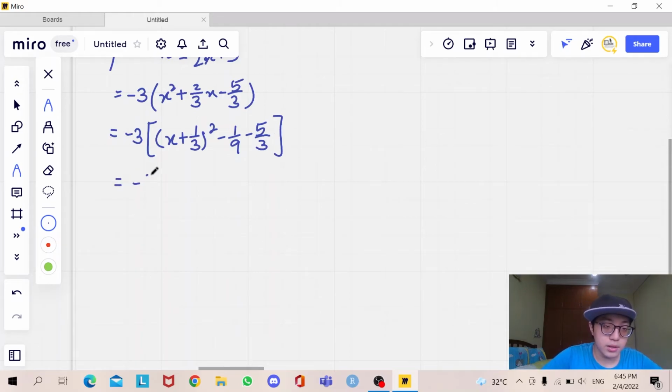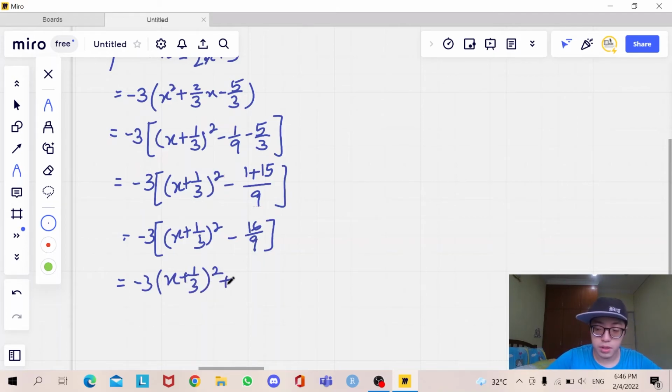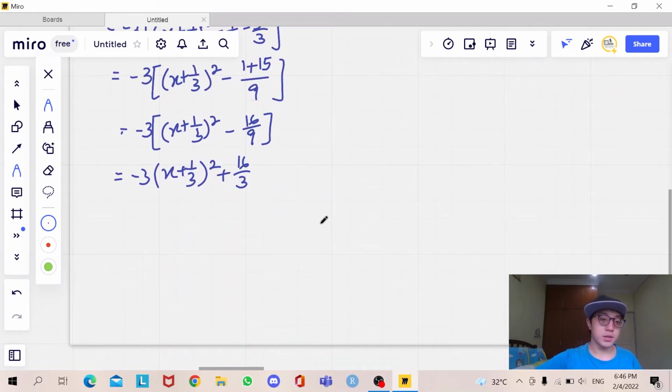So it equals negative 3 times (x plus 1 divided by 3) squared minus 1 over 9, plus 15 over 3. 3 times 3 is 9, so 5 times 3 is 15. From here we get negative 3 times (x plus 1 over 3) squared minus 16 over 9, and if you expand it in, you will get (x plus 1 divided by 3) squared plus 16 over 3. It's just that easy. From here we need to find the maximum point.